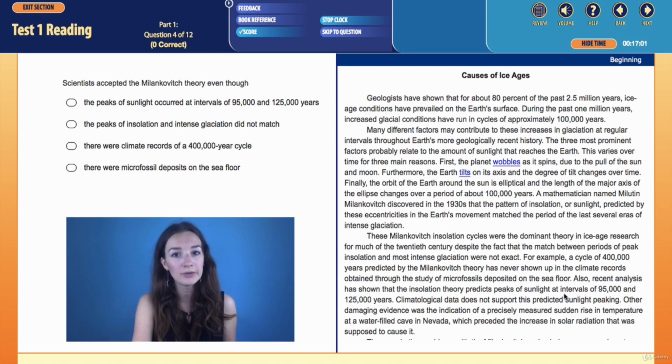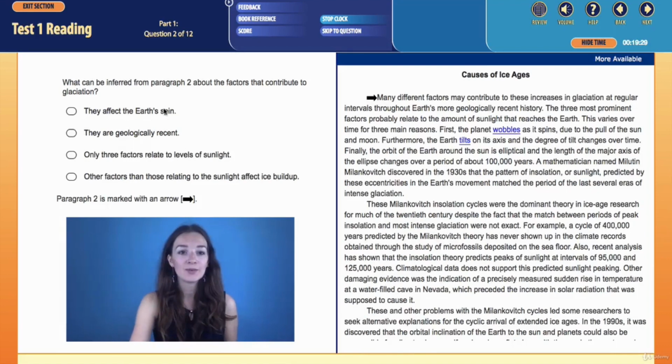We need to read it more closely and see which statement is better answering this question. So this is a typical facts and details question. Next, what can be inferred from paragraph 2? So what is the conclusion we can make out of paragraph 2 about the factors?